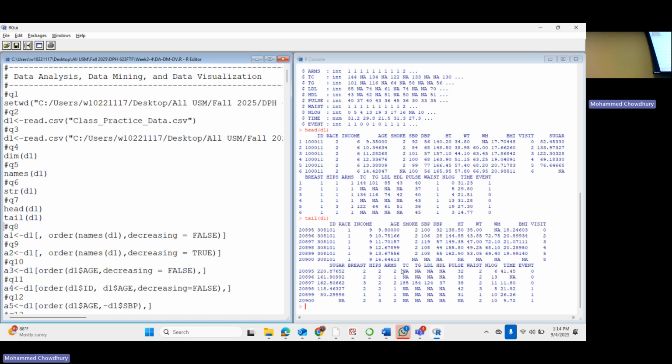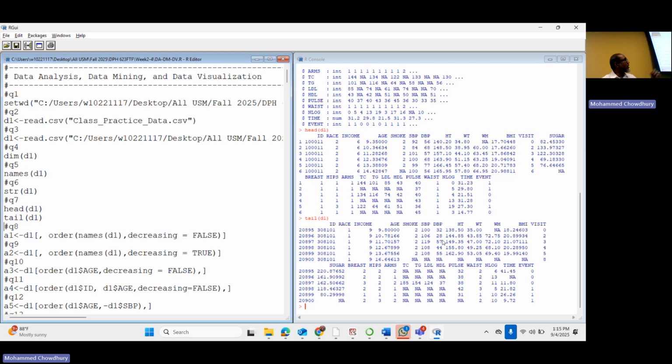This is the last 6 rows of the data. After that, now I want to do, are you seeing? Take a look at the data. In this data, the names of the variables are not alphabetically ordered. Are you seeing? ID and then race, then income. But I want them to be ordered alphabetically. That means the variable that starts with the letter A will come first.